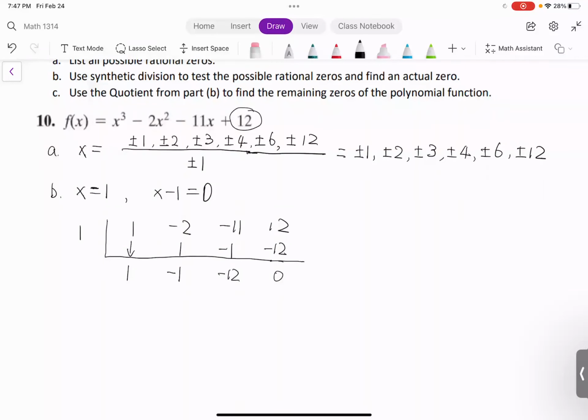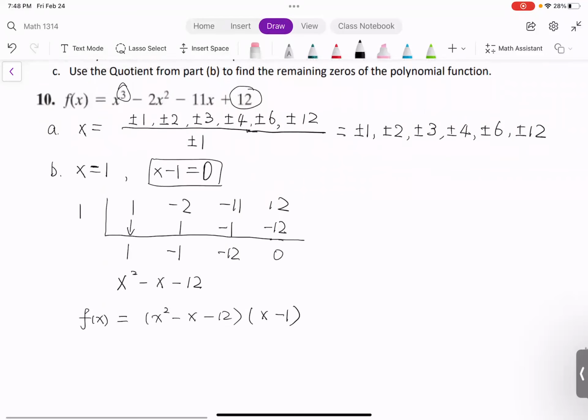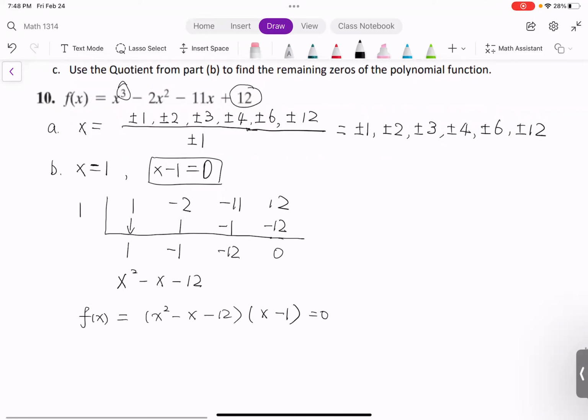So the quotient is x squared minus x minus 12. This is the quotient. The f of x can be written as the quotient x squared minus x minus 12 times the divisor x minus 1, because we said that the divisor is x minus 1. So to find all the zeros, we set the first factor equal to 0 and the second factor equal to 0. If the first factor can continue to be factored, let's factor it completely.